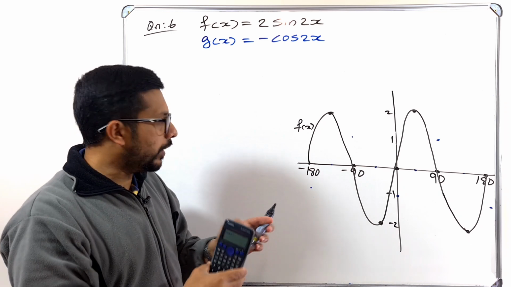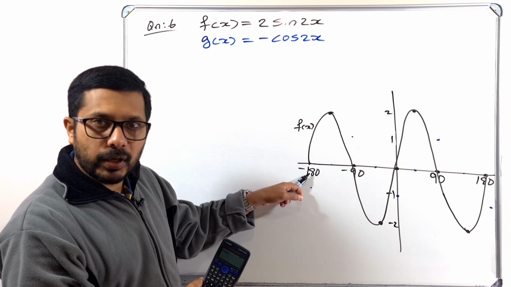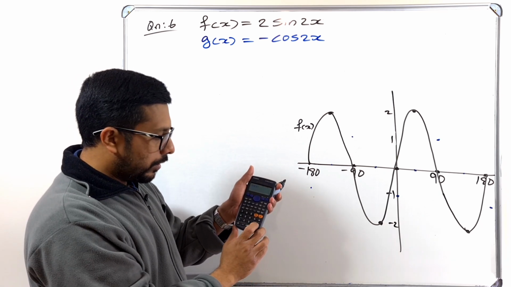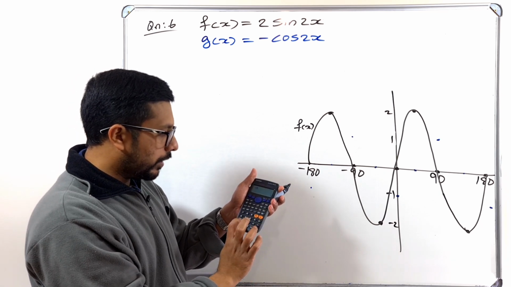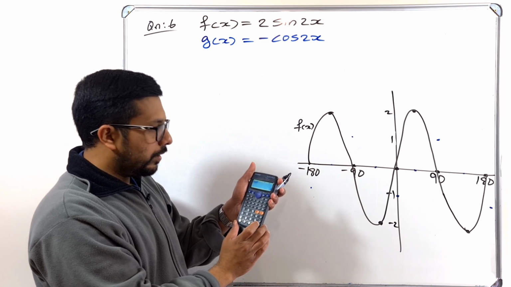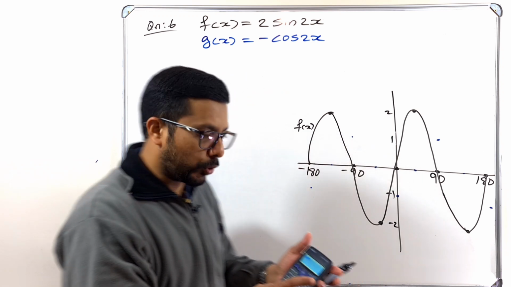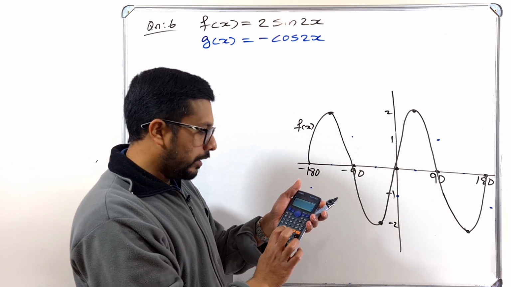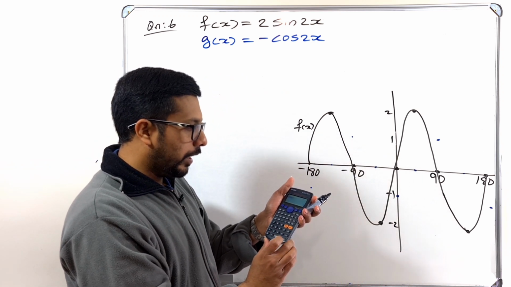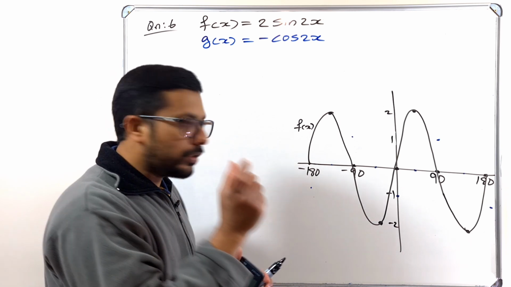Start means, what is the domain? First, starting from minus 180. That means for start you have to type minus 180, then equal to again. End is the last domain, ending at positive 180. So end is 180, then equal to again for step. Step means what is the interval you want.